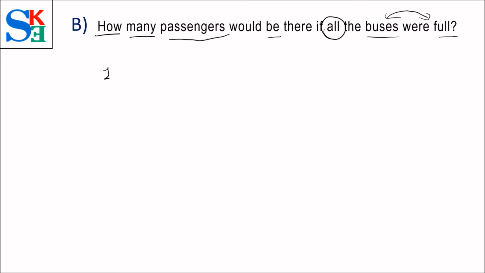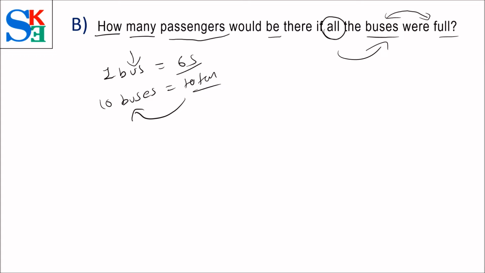So we know that one bus is equal to 65 passengers and there are a total of 10 buses. If it is asking what if all the buses were full, that means all the buses had 65 passengers, then how many people would there be in total? Well, that's easy. All I need to do is 65, which is the number of passengers of one bus, into 10, which is the number of buses.